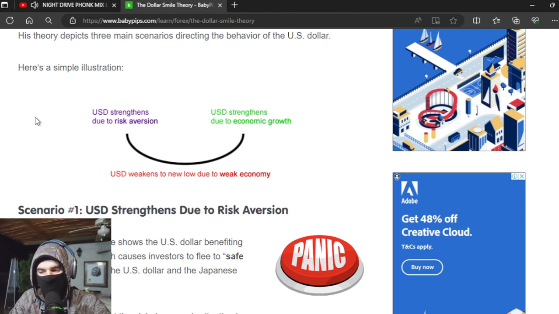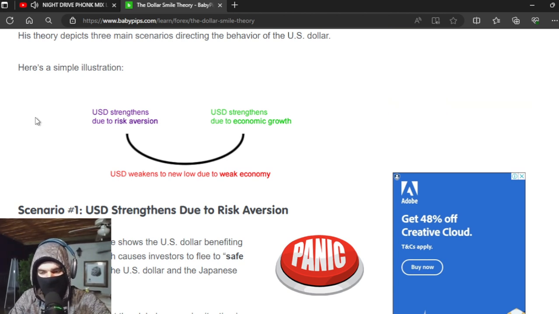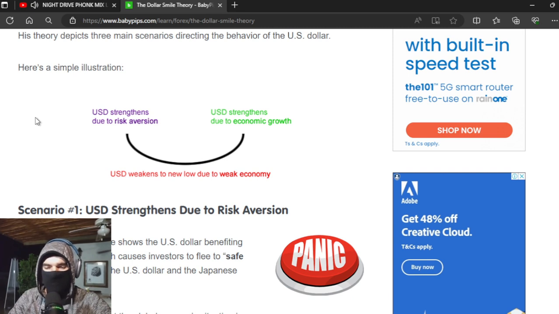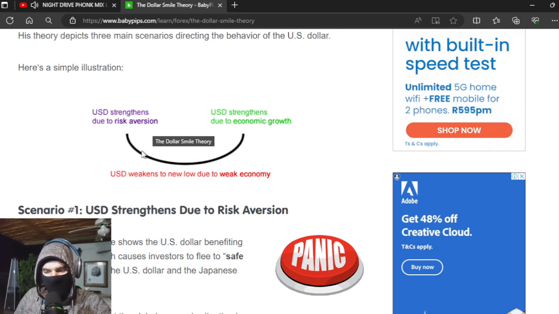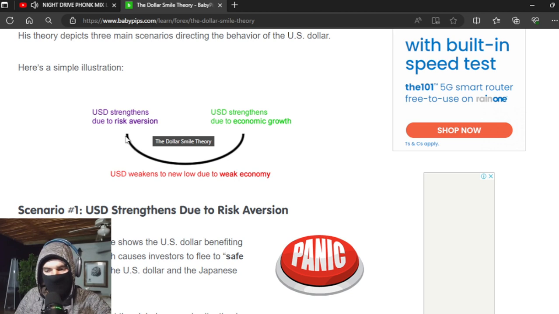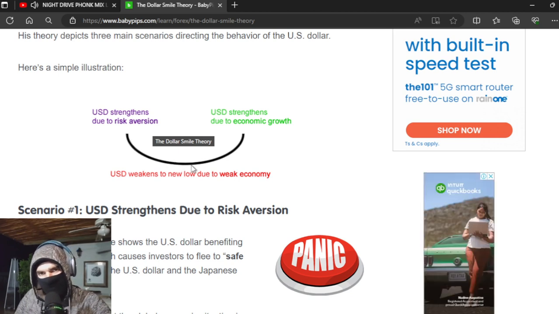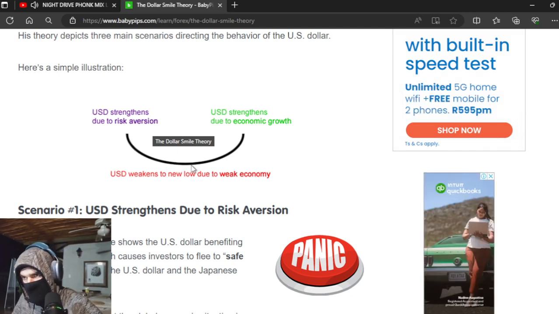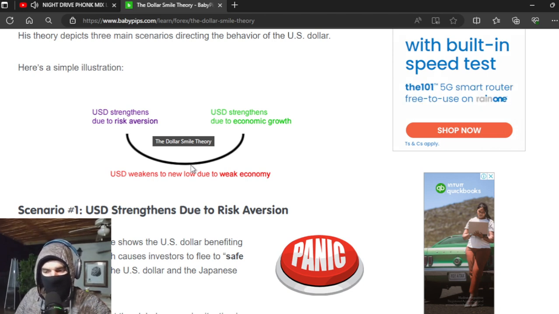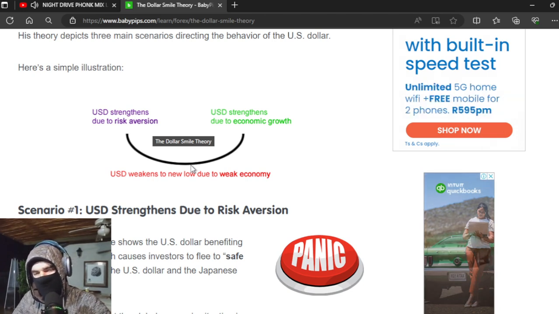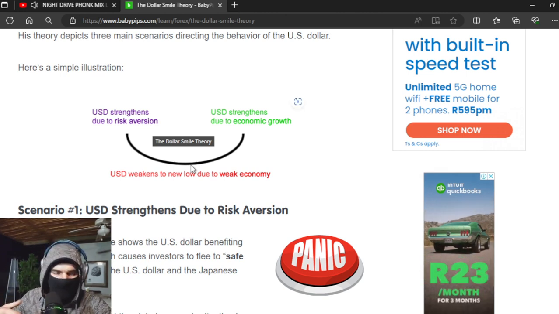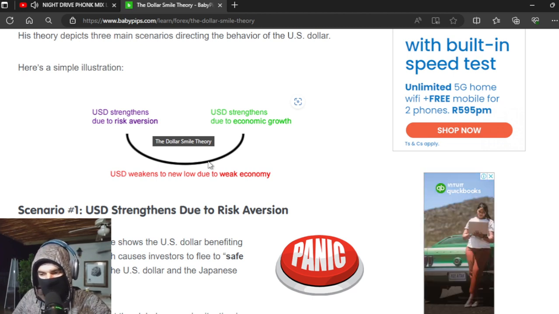USD weakens to new low due to weak economy. That's at the bottom here. This is called a capitulation. In this part of the curve, you'd technically expect that your S&P 500 and the dollar against the rest of the world is going to get stronger. And due to the dollar being stronger, and all property portfolios, naturally the next leg is USD strengthens due to economic growth.